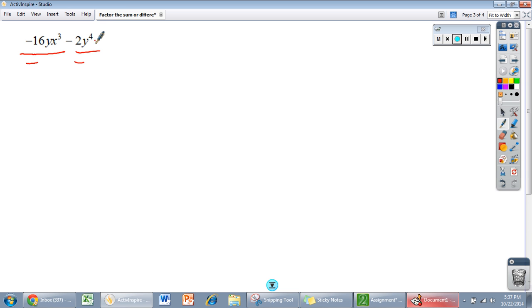Looking at 16 and 2, if you need to do the calculator trick where you type in GCD of the two numbers, 16 and 2, it's going to tell you the greatest common divisor or factor is 2. And now how about any variables? I see a y in both cases, so I can divide each by 2y. We're going to factor out our greatest common factor, or greatest common divisor.